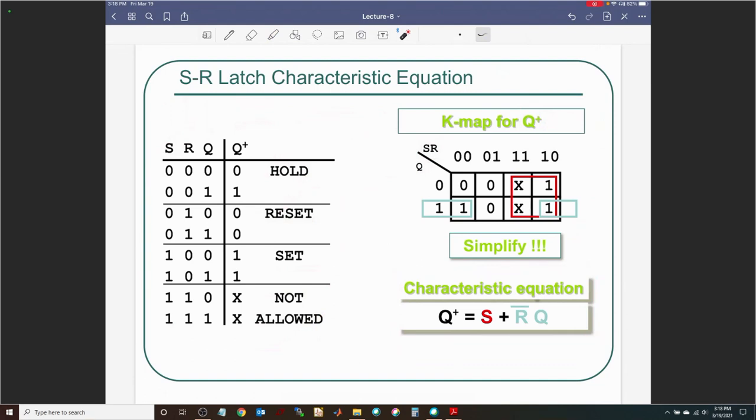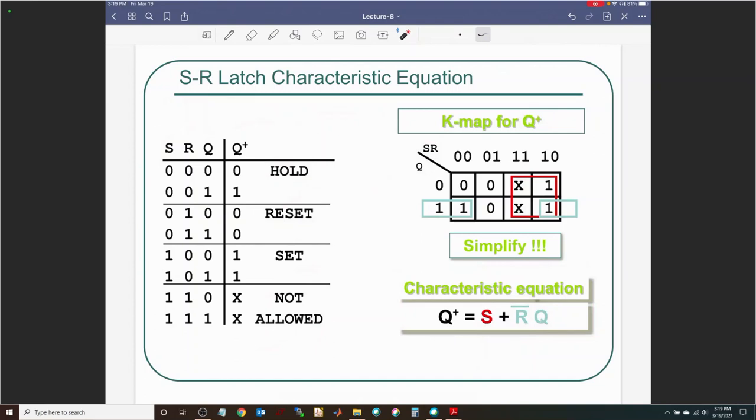Do you treat X as don't care? Yes. So X is a don't care, which is kind of helping us make a bigger group of ones here. And we are getting the characteristic equation based on that, right? Q plus equals S or R complement and Q. You can either set the output, or you can reset the output by using the R input there.